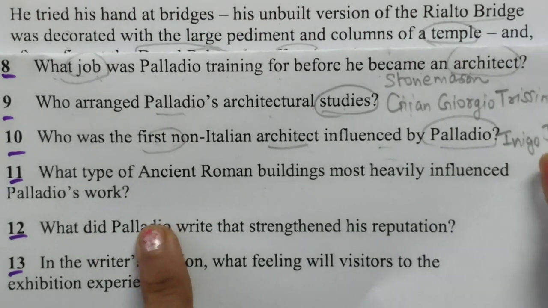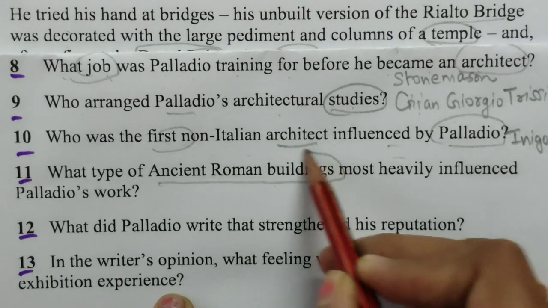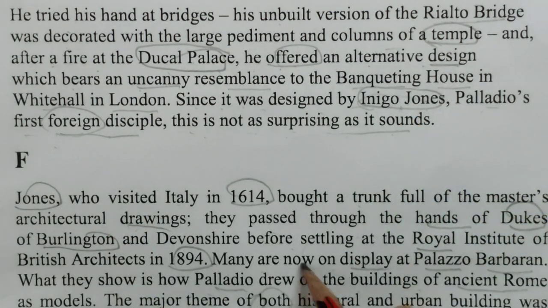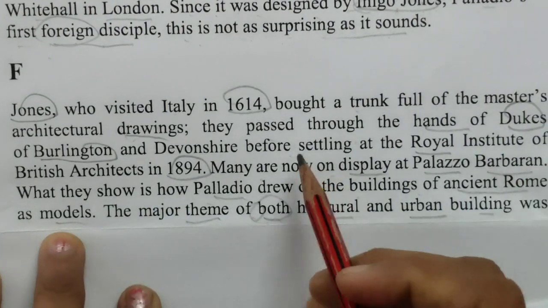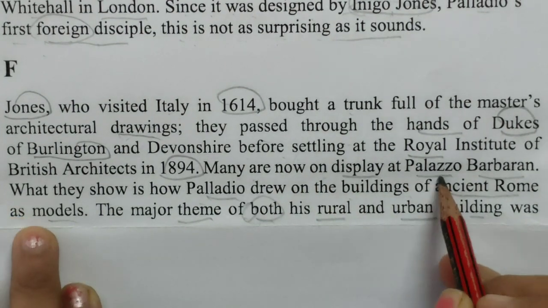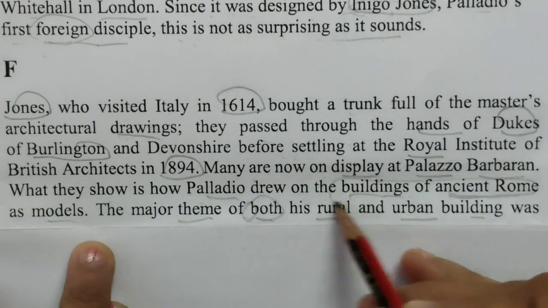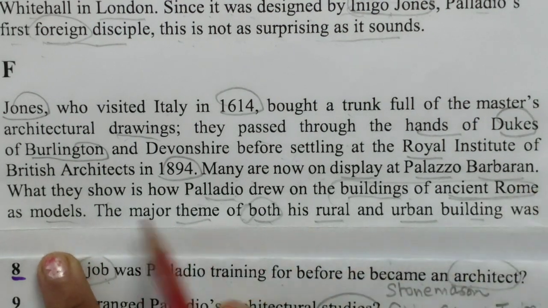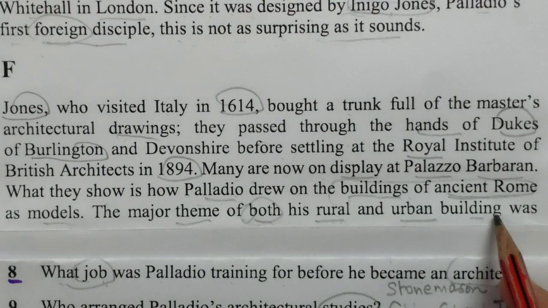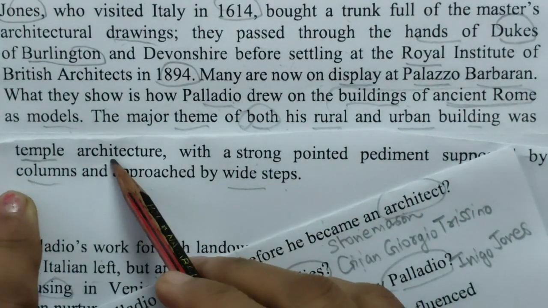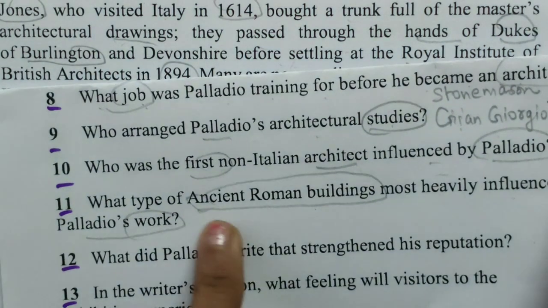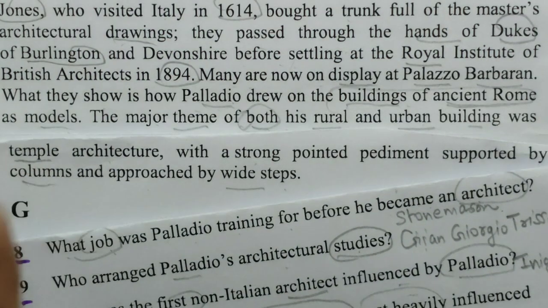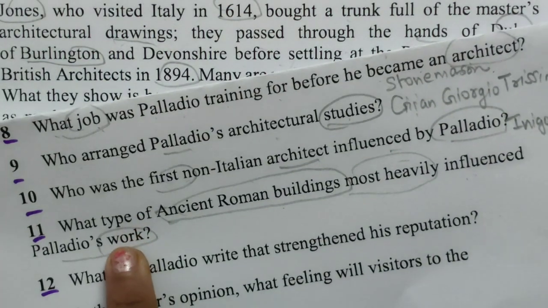So, next question is, here I have written this person's name. What type of ancient Roman buildings most heavily influenced Palladio's work? Okay. So, let us find this word first. After this spelling, we will just try to find buildings. See this, in this paragraph we can get, they pass through, okay, many are now displayed at Palazzo, okay, and buildings of ancient Rome. Now we have got this location, ancient Rome buildings we are looking for. How Palladio drew on the buildings of ancient Rome as models. The major theme of both his rural and urban buildings was, so here continuity of this paragraph, temple architecture, the major theme. So what they are asking, what type of ancient Roman building most heavily, means major, influenced Palladio's work, that is temple architecture. So we will write only temple. What type of, so here temple will come.